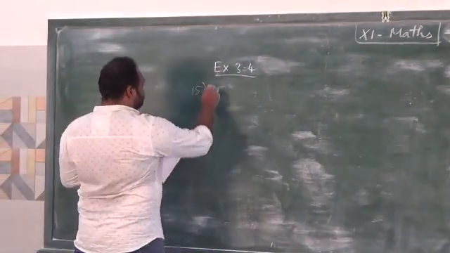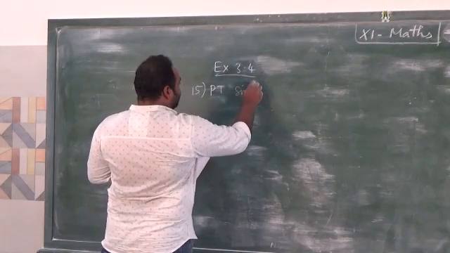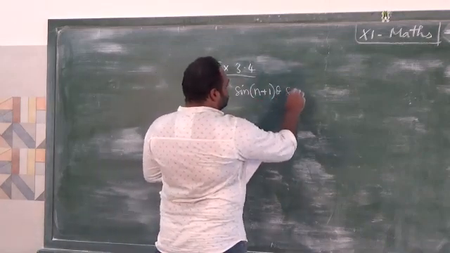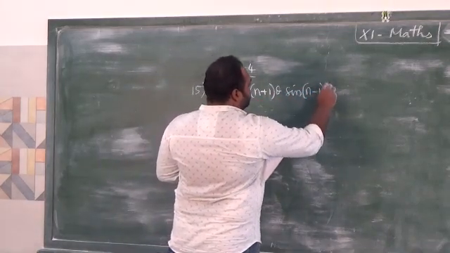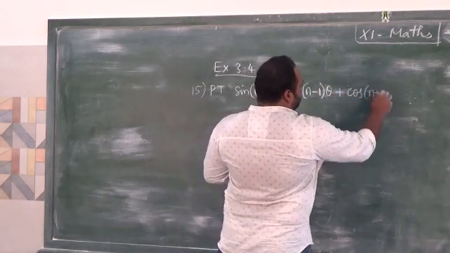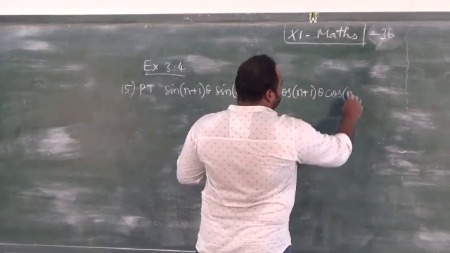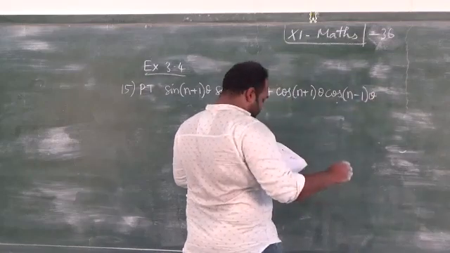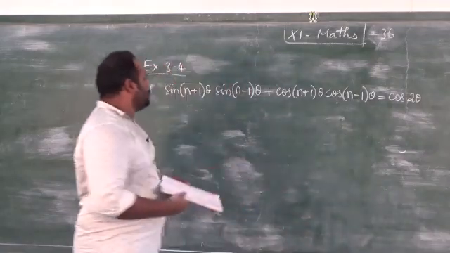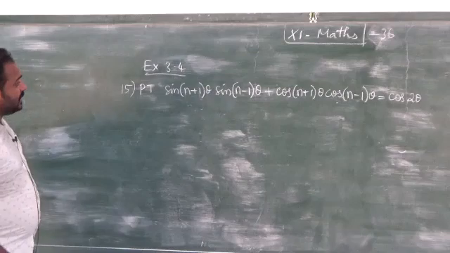Prove that sin of n plus 1 theta, sin of n minus 1 theta plus cos of n plus 1 theta into cos of n minus 1 theta equals cos 2 theta. So here I am going to take the LHS and bring the RHS value.